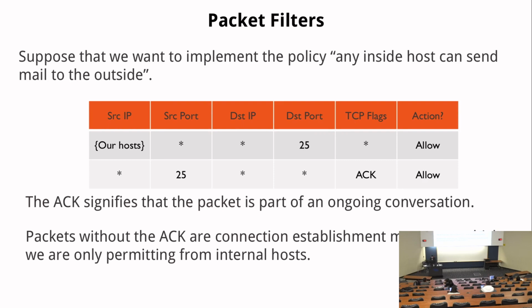So to make the policy a little more robust, we can do something like this. We have two rules. The first rule says for any of our machines, it will be our host, their outgoing TCP packets, the destination port has to be port 25. If it's that, then we allow the packets.